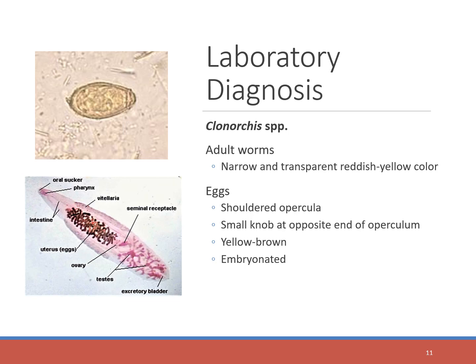With a Clonorchis infection, you've got an egg that has a shouldered operculum. It has little bumps on the edges where this little cap will pop open and the organism will come out. At the opposite end, you will have a short little knobby tail. They look yellow-brown in a wet mount. The fluke itself is not very commonly used for diagnosis, but here is an image of that fluke.